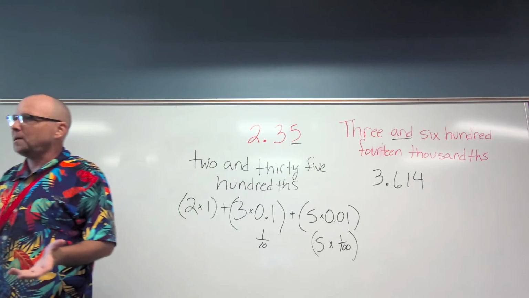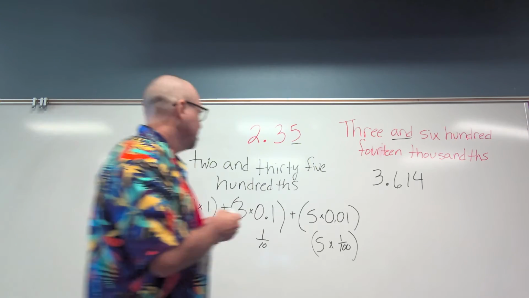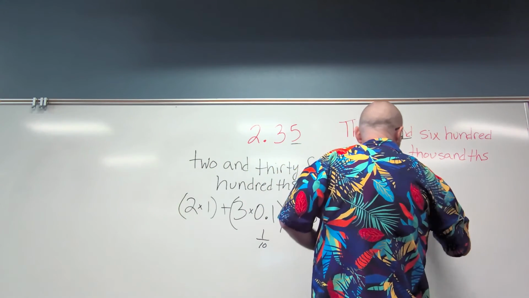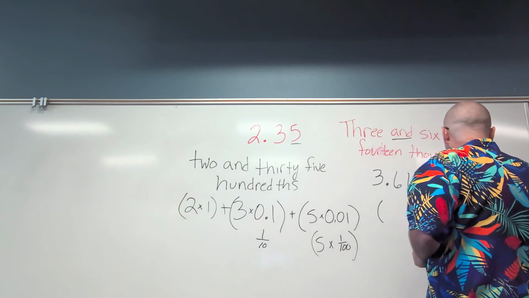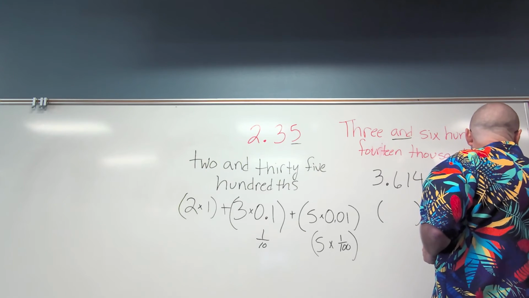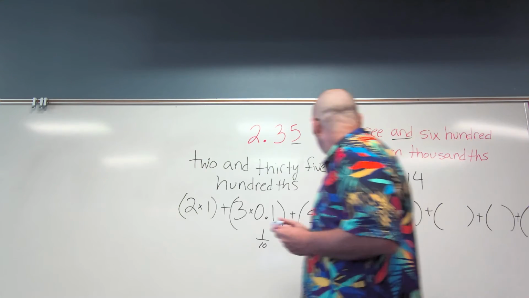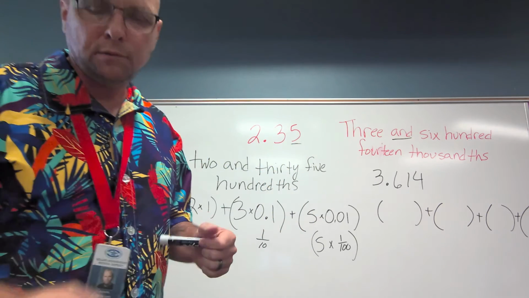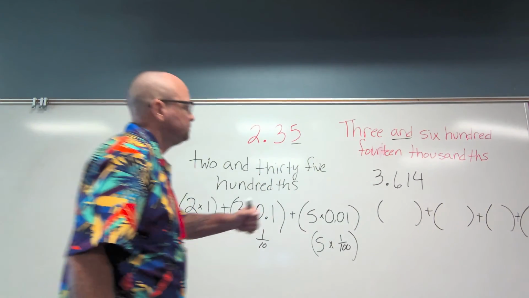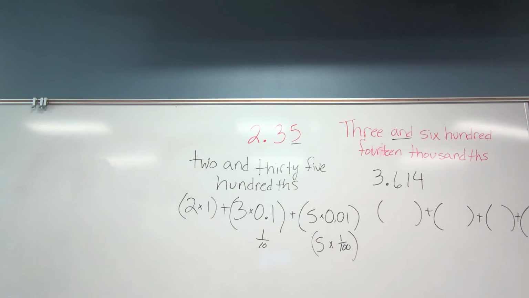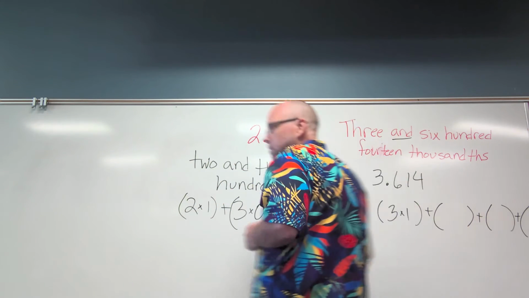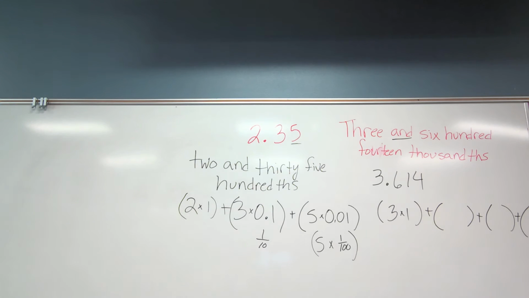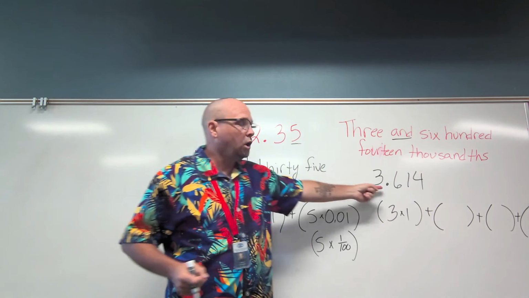Now we got to write it in expanded form. And so we're going to have to do this plus this plus this plus this. And I know I didn't write it very neatly, but you know, that's the way I roll. All right, so Emma, tell me what goes in the first set of parentheses. 3 times 1. And 3 times 1 equals what? 3. So I have 3 ones.